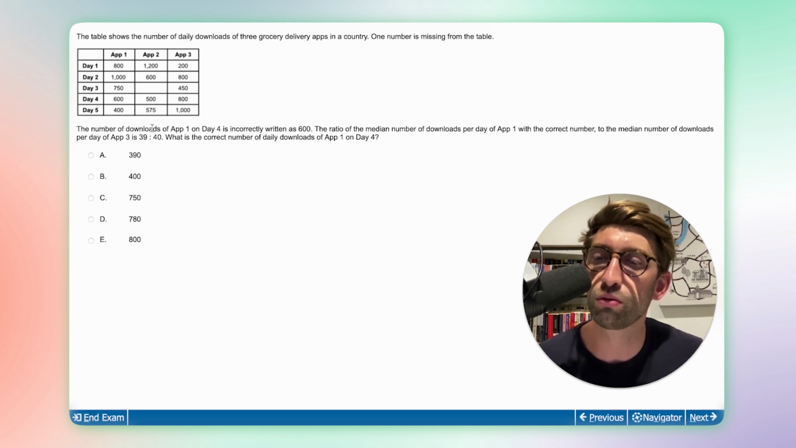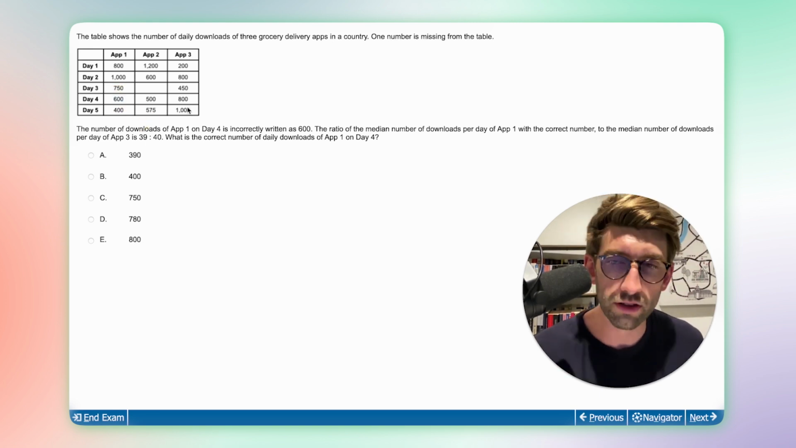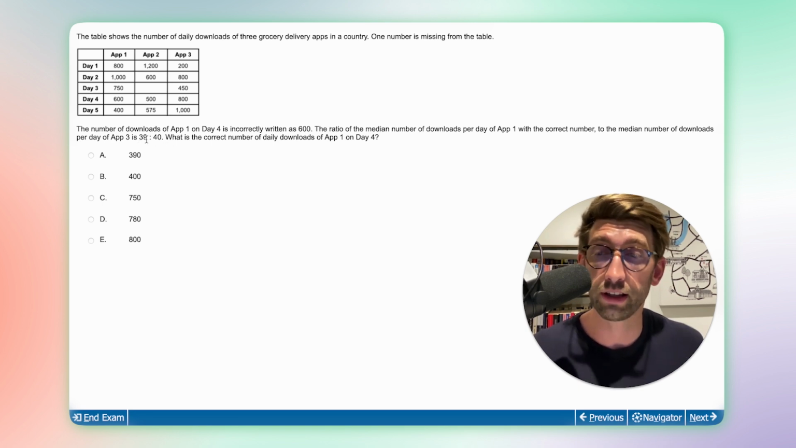So basically, you knew as soon as it said there's a mistake here, it's going to want you to recalculate this number. So I didn't read that last part because you've done enough of these, you know what's coming. So what's it basically saying? It's saying work out the median of app 3 of the days, and then it's a 39 to 40 ratio. So you need to divide it by 40 and times it by 39 to get that number.